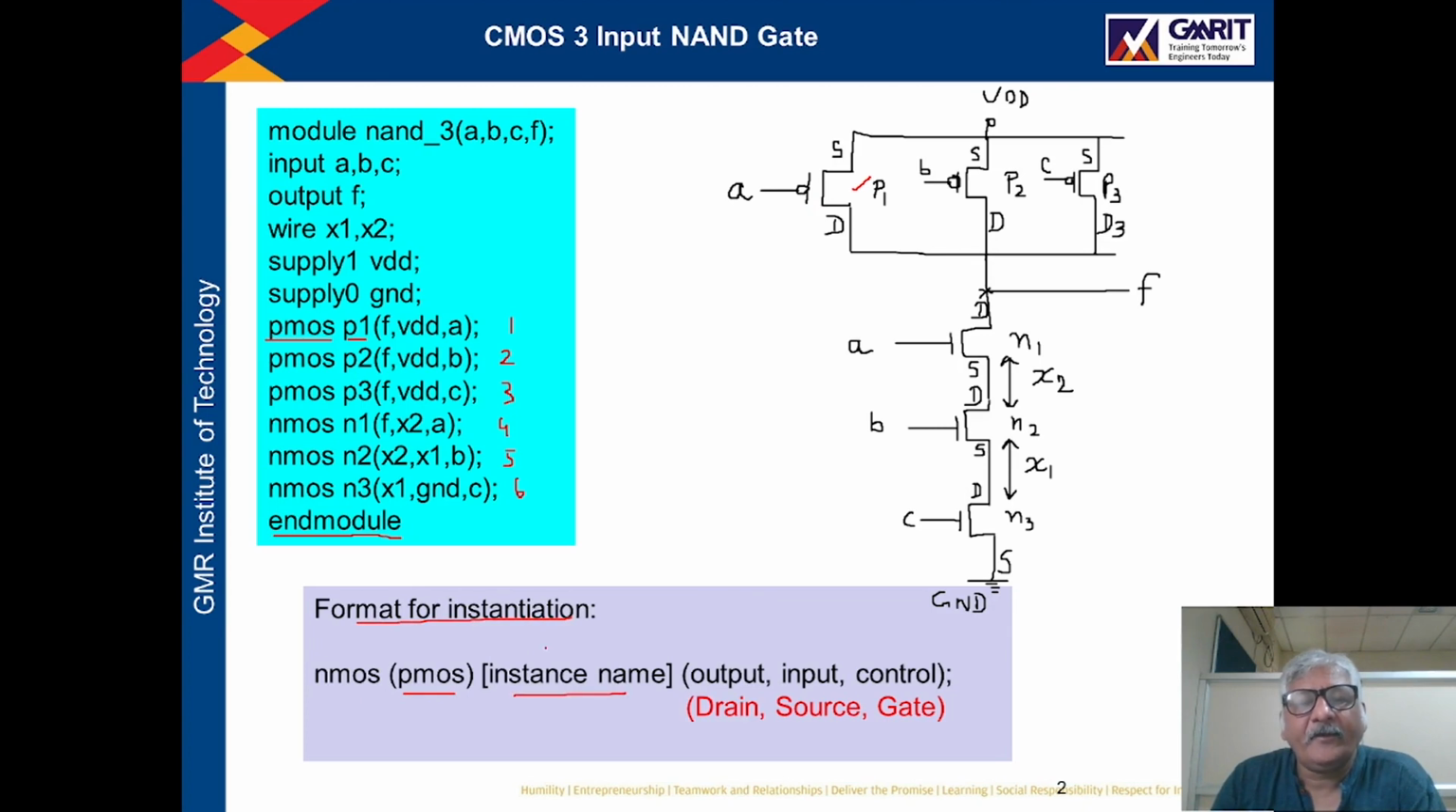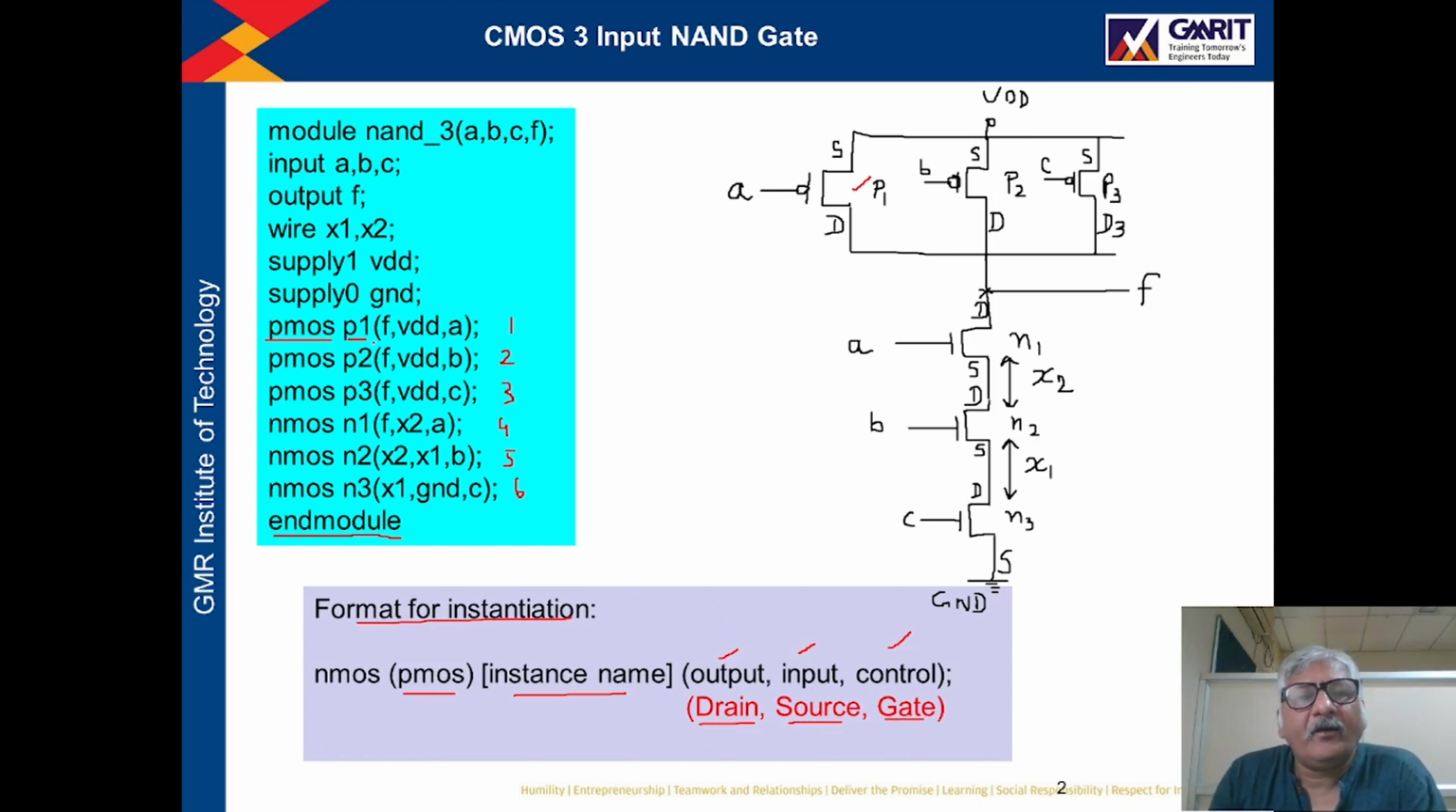Instance name is P1. Then inside the bracket, output, input and control. This is the sequence. In this sequence, we have to mention the variables. So output is drain terminal, input is source terminal, and control is gate terminal, right?